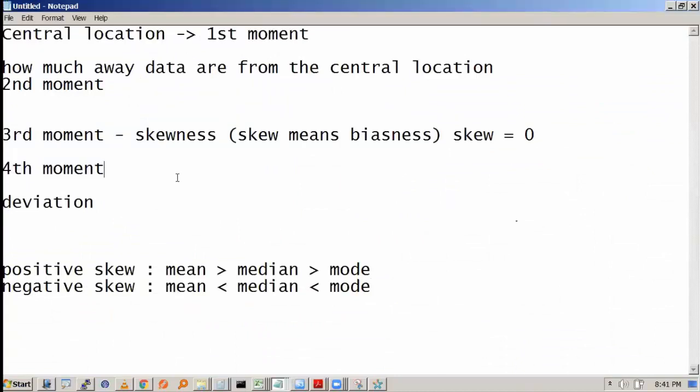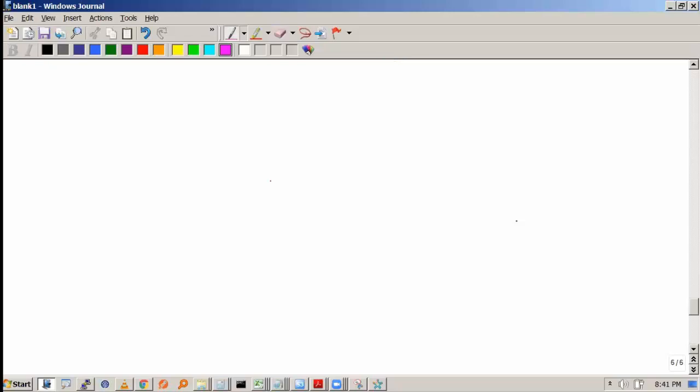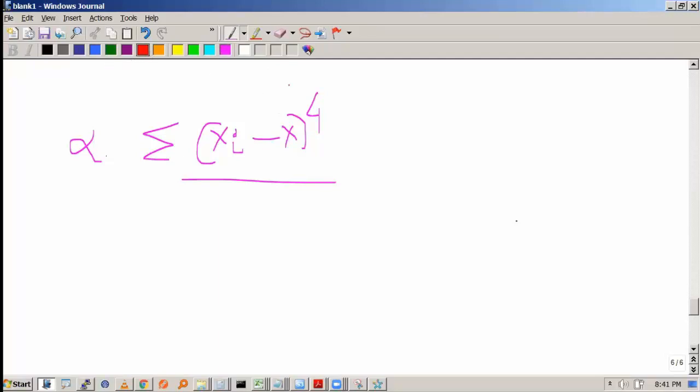Now you have understood how we computed the third moment. The third moment we computed by cubing the deviation values. So the fourth moment we compute by taking the fourth power of the values and summing it up. And then there are other things like standard deviation to the power 4, etc. Don't worry.